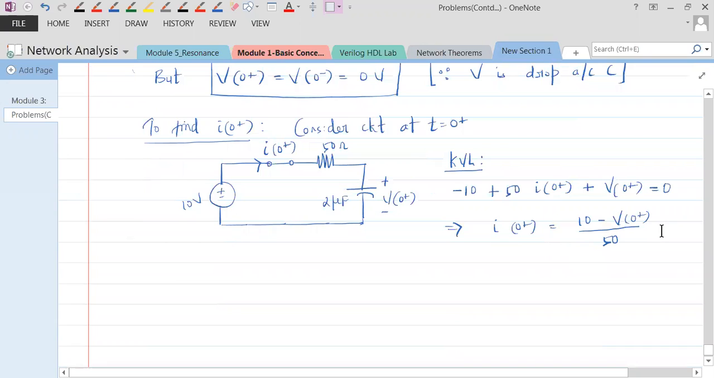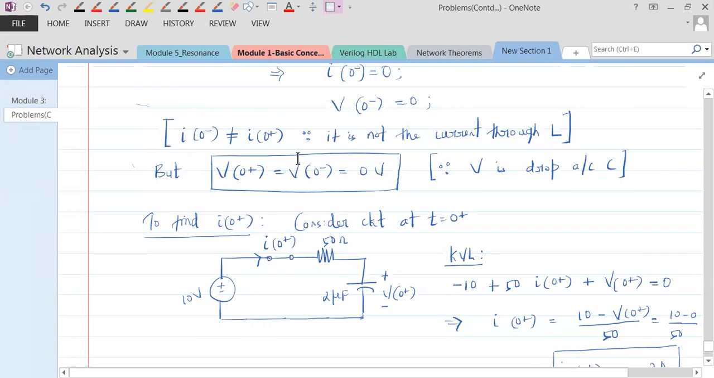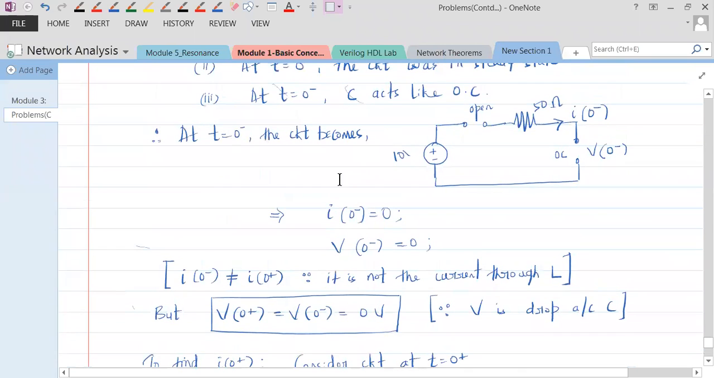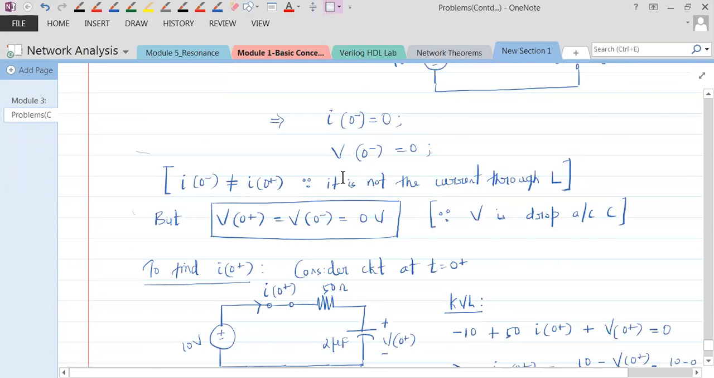So what would this look like now? This would look like 10 minus 0 by 50. So it would be 0.2 amps. So I of 0 plus is found out. To find I of 0 plus, we made use of V of 0 plus, which is the voltage across the capacitor, and that we found in the previous step, considering the circuit at t equal to 0 minus. Is this okay with you?